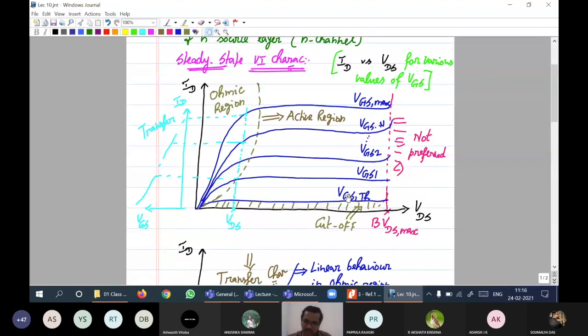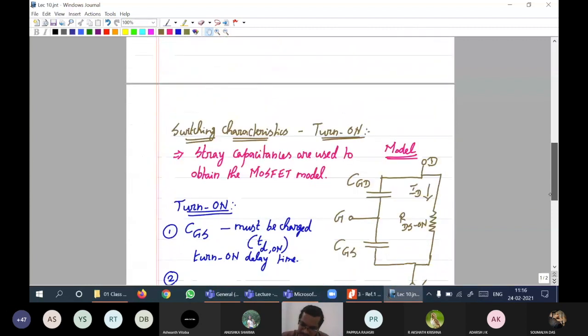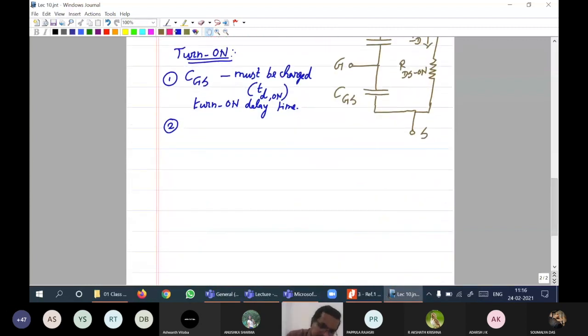After the gate source voltage has reached VGS threshold, now the MOSFET begins to conduct, which means drain current ID begins to flow only after VGS threshold. Right? Therefore, the drain current will increase. Next thing is ID rises.